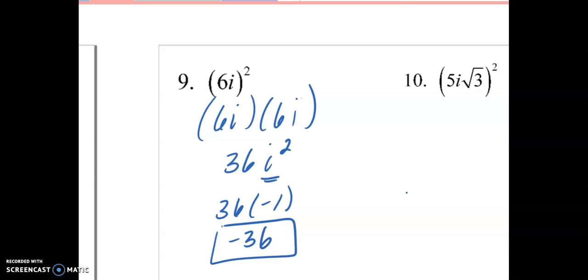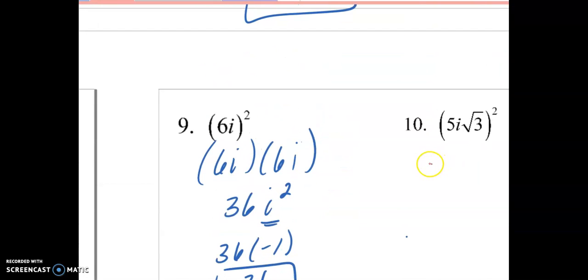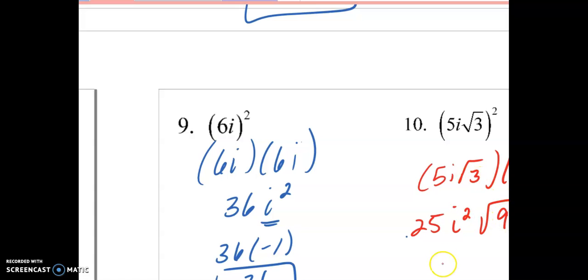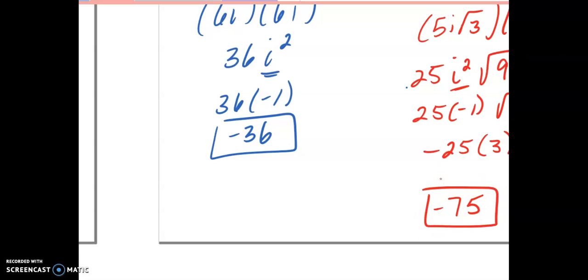Let's look at this next one. I'm going to just write it twice. 5i root 3, 5i root 3. I'm going to take each of these separately. 5 times 5 is 25. i times i is i squared. Square root of 3 times square root of 3 is 3. 25 i squared is going to turn to -1, and then the 3. So I'm going to get -25 times 3, and I'm going to get -75.